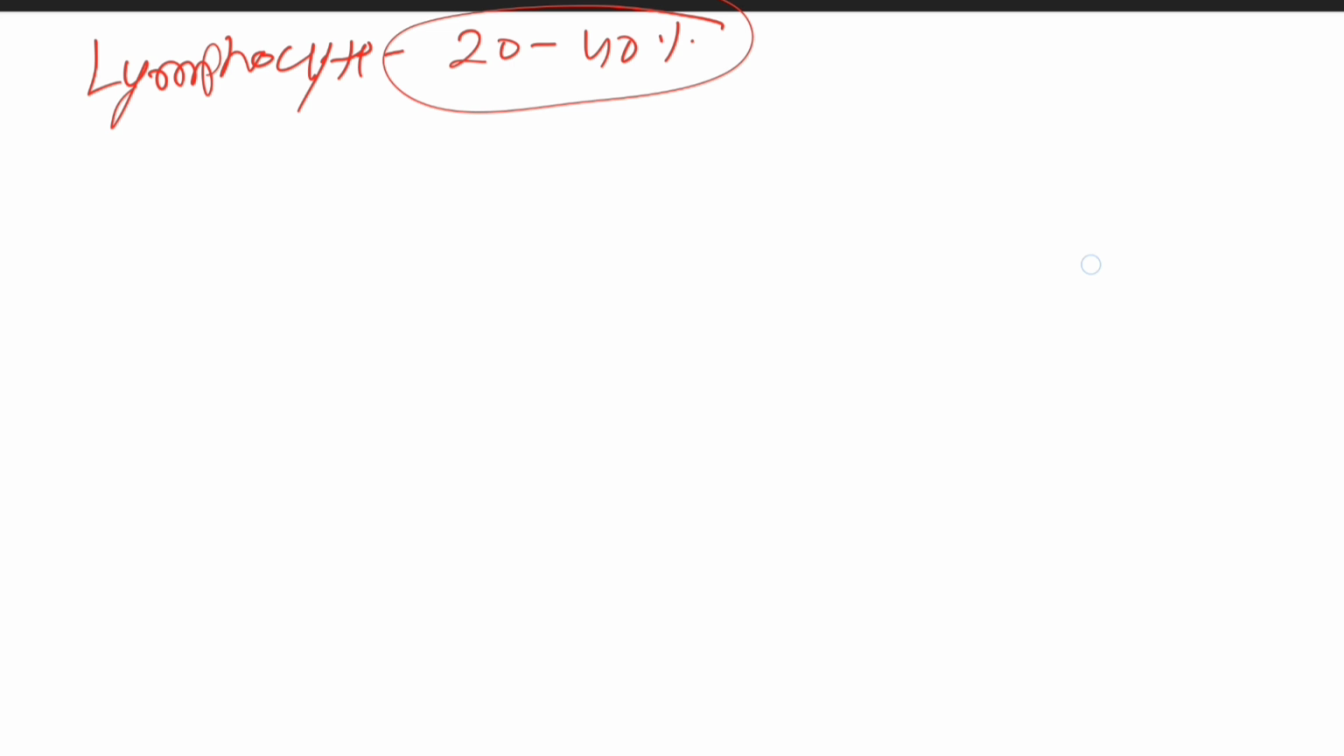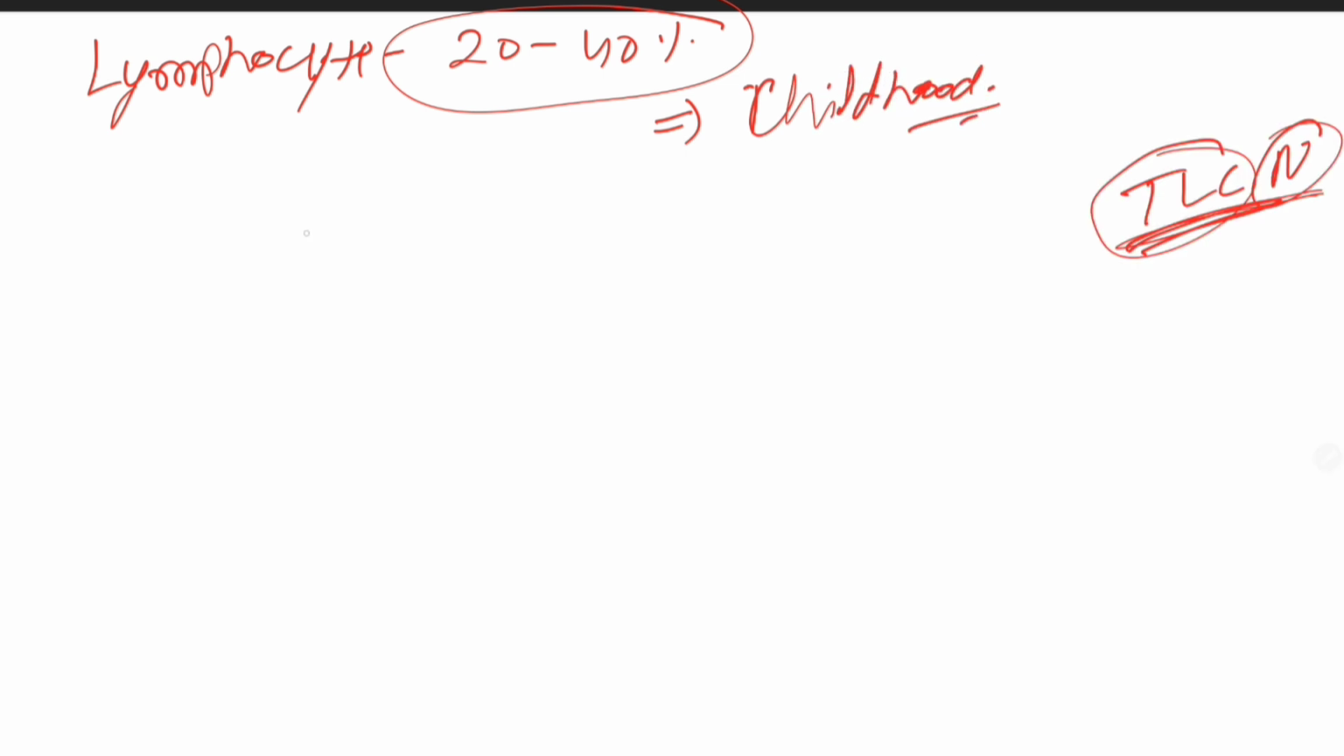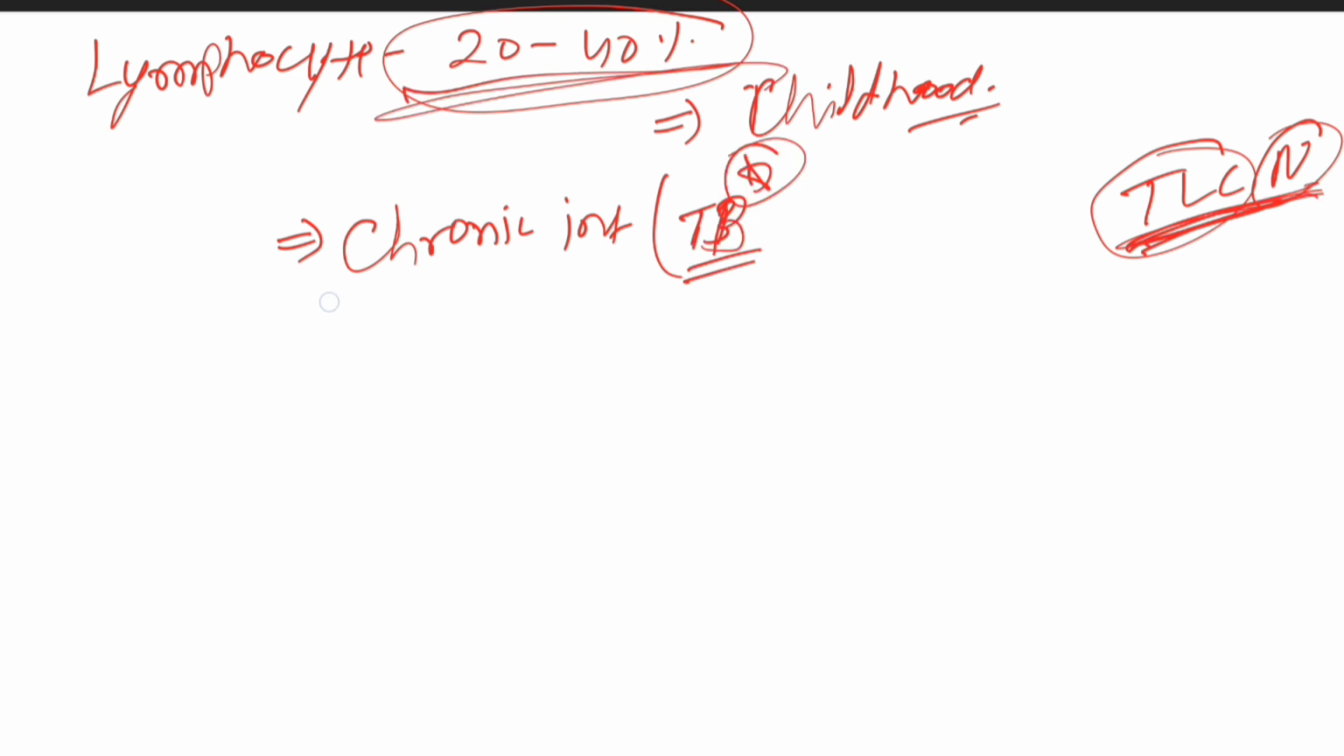Now we are going to talk about the lymphocyte. So it's 20 to 40% normal. Usually in children, newborn or early childhood, the lymphocyte count is increased. So in childhood, the lymphocyte count may be higher. In pathological conditions the lymphocyte count will increase, like most chronic infections. Chronic infection, what is that? Tuberculosis. So the lymphocyte count will increase, especially in case of tuberculosis.